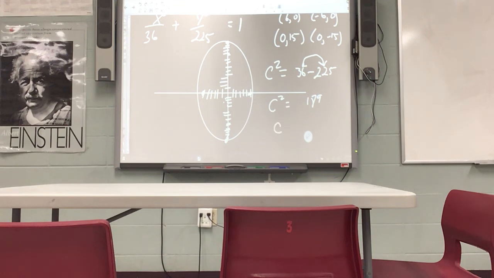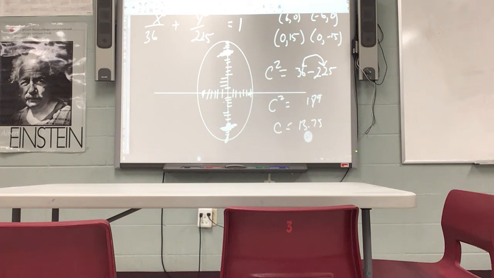So what would C be? 13.75. Then check and see if that makes sense. It goes up to 15, down to 15, so that would be about right in those areas.